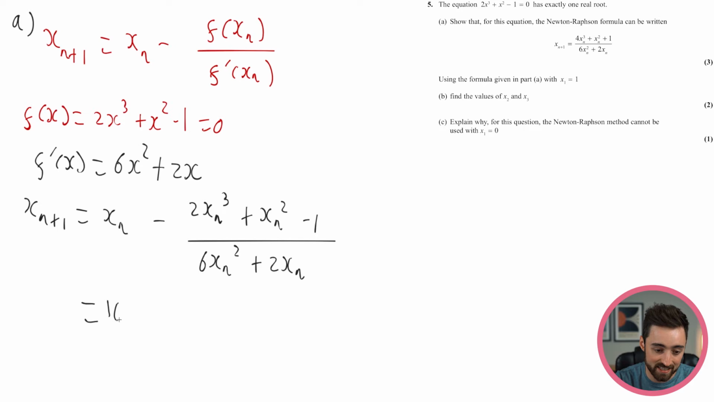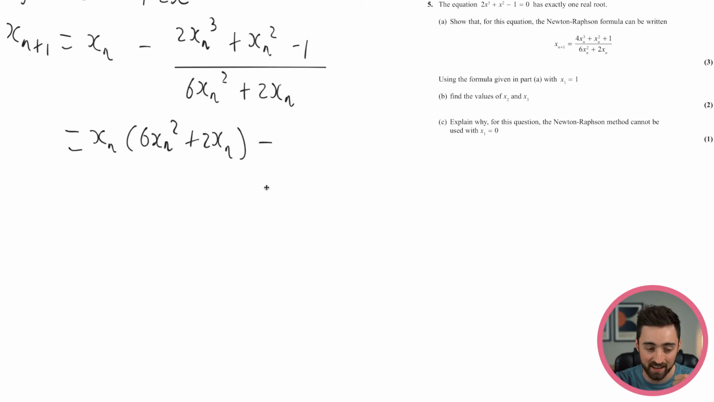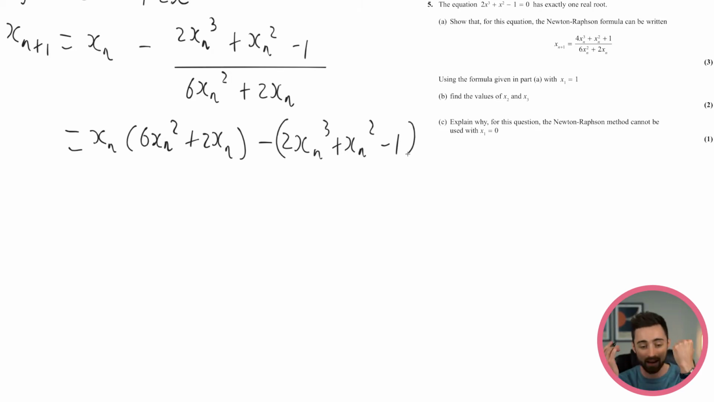So I'm going to get xn times by all of this stuff. So 6xn squared plus 2xn minus, and then it's going to be this. Make sure you put a bracket in here because I'm taking away this whole fraction. If I was to just write this minus 2xn cubed plus xn squared minus 1, that would be incorrect because what I'm actually doing is minusing this whole fraction. So I need that bracket.